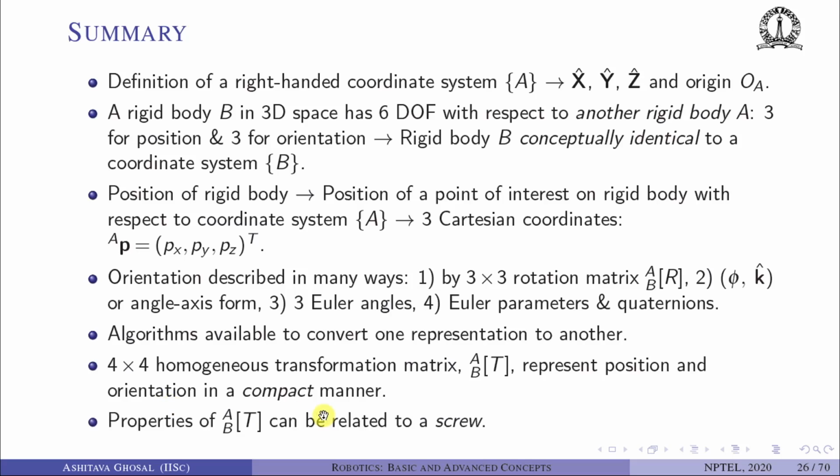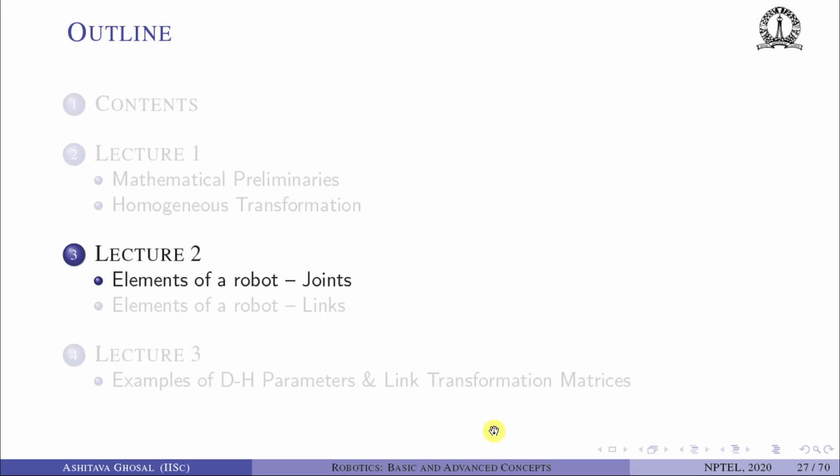As shown in the last slide, the properties of ABT can be related to a screw, basically a line about which this rigid body rotates and along which it translates. With this, we'll come to an end of this first lecture. In the next lecture, we'll look at how to represent the elements of a robot, basically the joints and links which make up the robot.